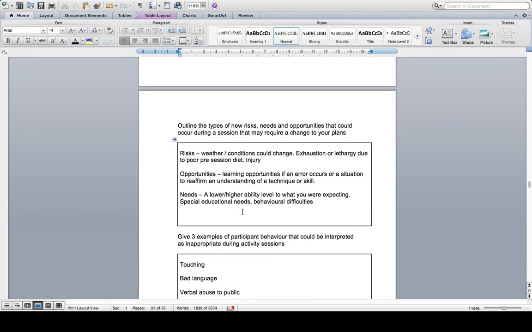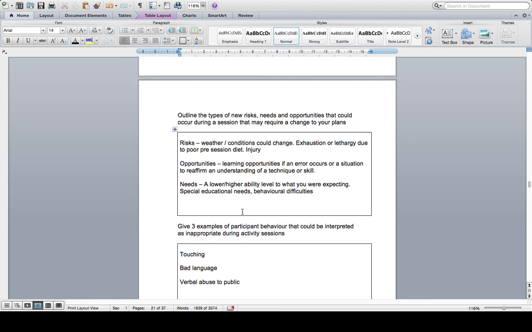I promise you we are getting towards the end here. Okay, next question. Outline the types of new risks, needs and opportunities that could occur during a session that may require a change of your plans.